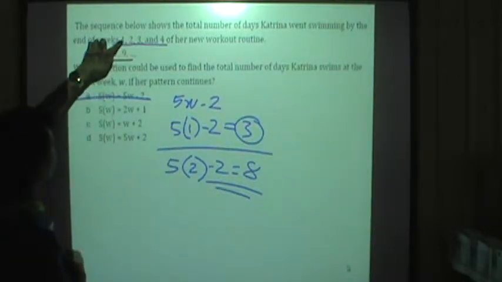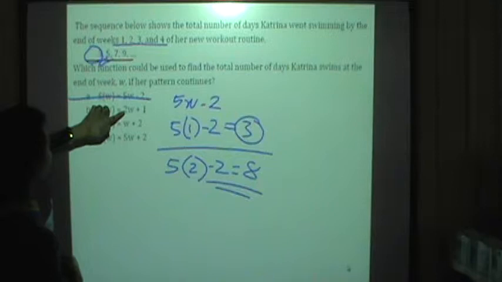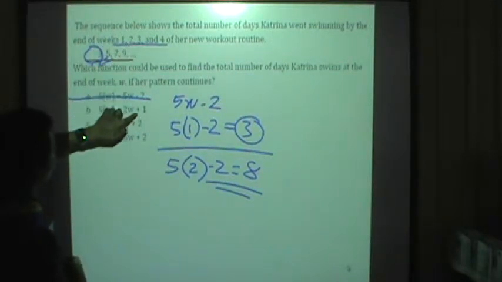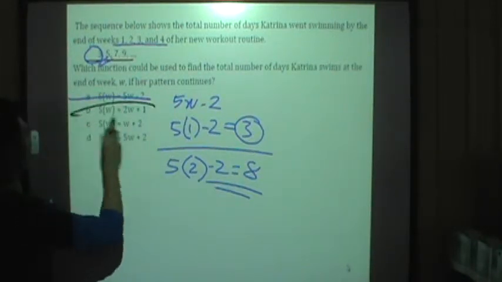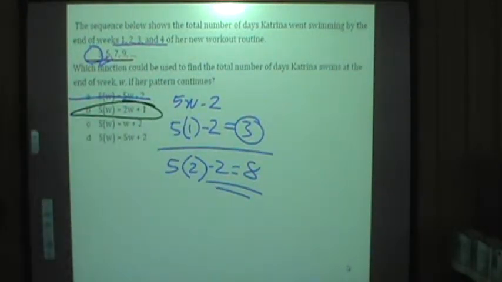Thinking about number 2, let's go ahead and plug it in. 2 times 1 is 2, plus 1 is 3. 2 times 2 is 4, plus 1 is 5, that's right. 2 times 3 is 6, plus 1 is 7, so I can say that the answer is B. Okay, next.